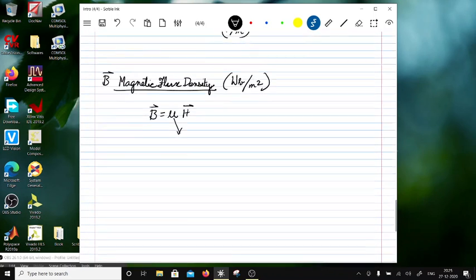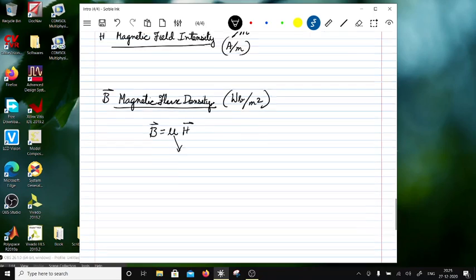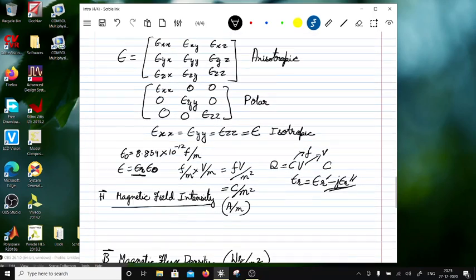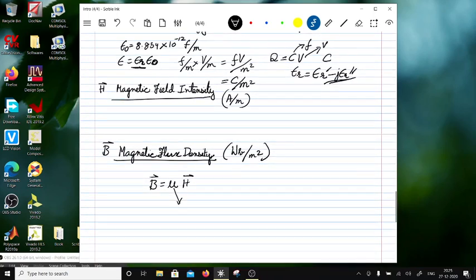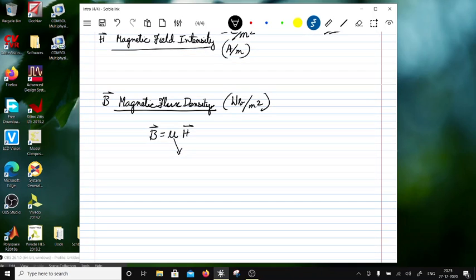Okay, similarly in this case, mu can also be a tensor, a polar, or a pure number, but it can also be a complex number. Then we are talking about magnetic losses. Okay, so now these are the basic quantities, basic relationships.